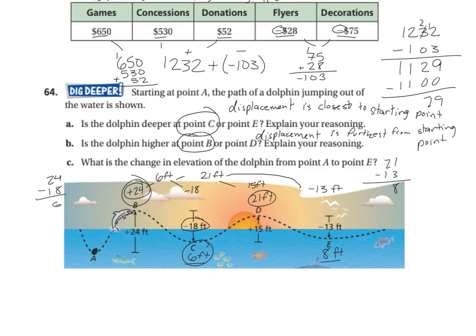All right. And then finally, it's asking what is the change in elevation of the dolphin from point A to point E, right? At this point, we've already done that. We've looked at, okay, well, the displacement was 24, then I went to 6, then we were at 21, and now we're sitting at 8. So the change in elevation is just this last one since we accounted for everything. We would say it is 8.